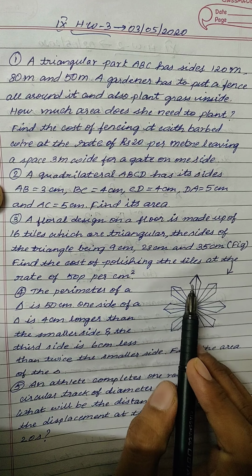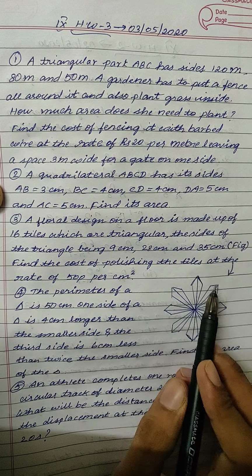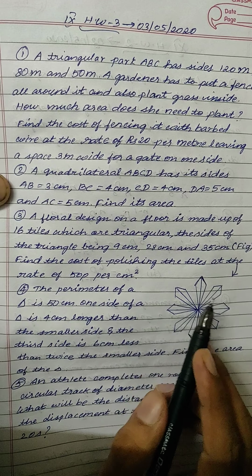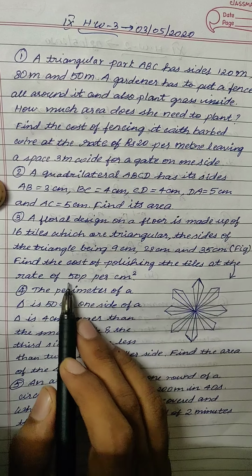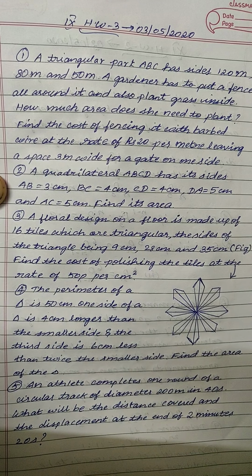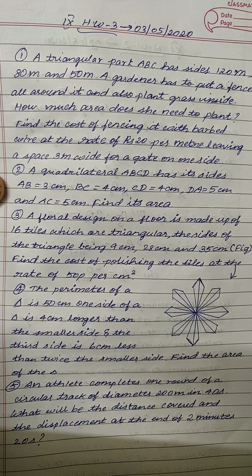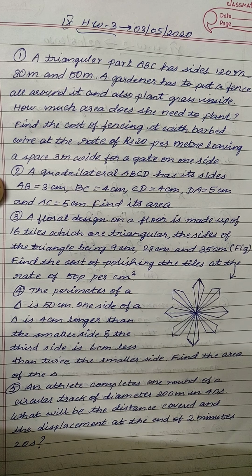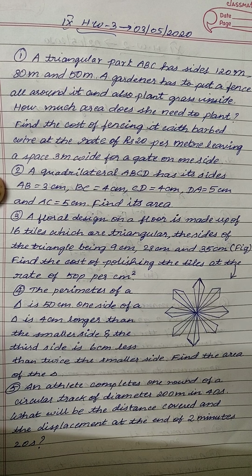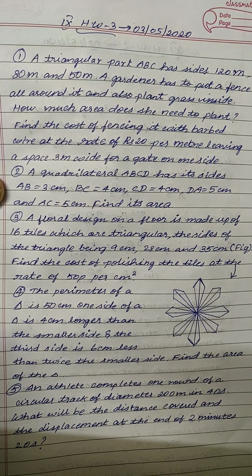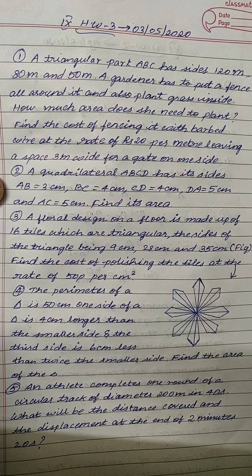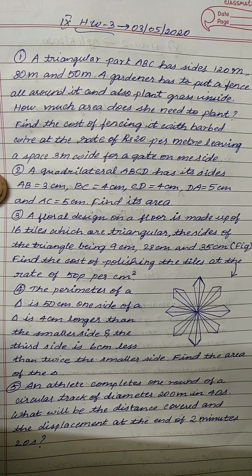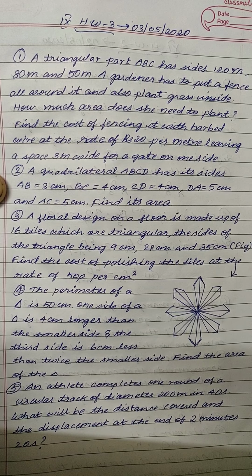Find the area of one triangle, then multiply it by 16, because there are totally 16 triangles. You will be getting the answer in centimeter square. That answer should be multiplied by 50 paise, because they have given the cost of polishing at the rate of 50 paise per centimeter square. 50 paise is nothing but half rupee, right? So the answer can be multiplied with half rupee and you'll be getting the answer in so many rupees.